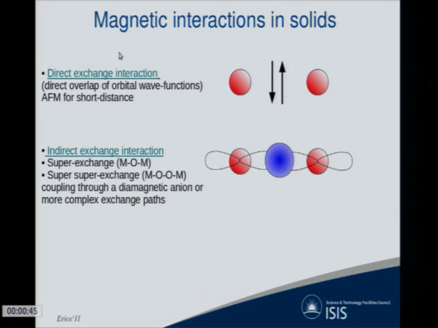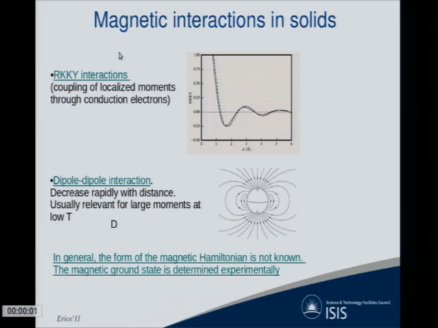You can have longer pathways, like through two oxygens, super-superexchange. You can have very long exchange pathways, for example in organic molecular magnets, and this is essentially coupling where you have a hopping integral between the two magnetic centers. In metals, the magnetic moments that are localized, sometimes on actinides or even on simple metals, are coupled through coupling with the conduction electrons.